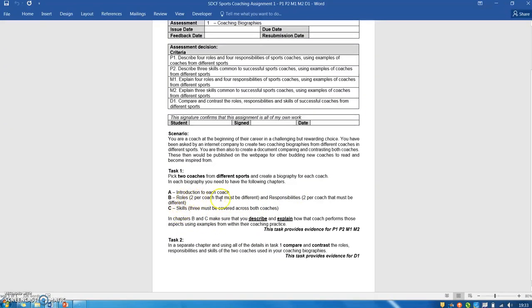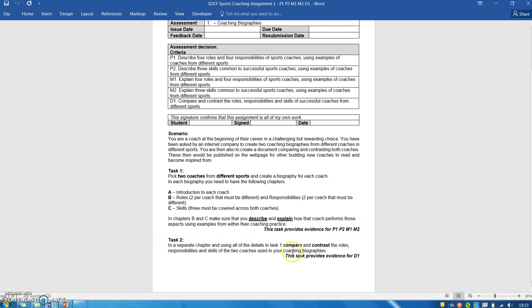Now we'll look at this a little bit more detail in a minute, and I've got a way of how you can set out your notes to help you with this assignment. So in chapters B and C, you need to make sure that you describe and explain each of the roles, responsibilities and skills of a coach, giving examples within their coaching practice. Okay, and this is going to form P1, P2 and M1 and M2.